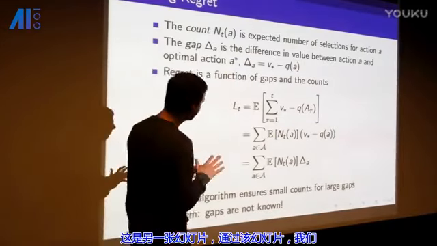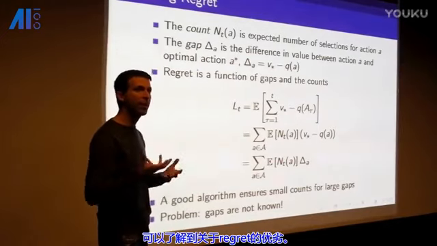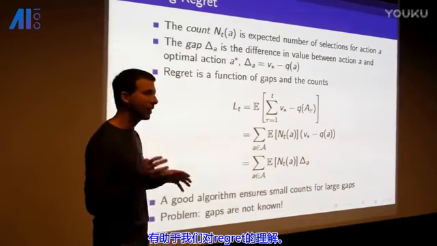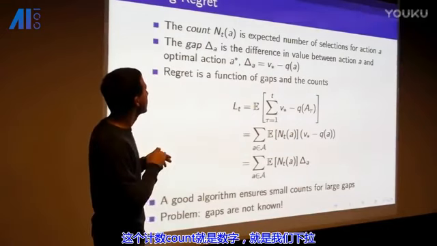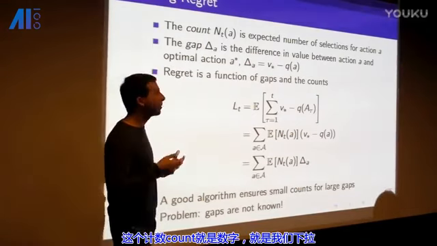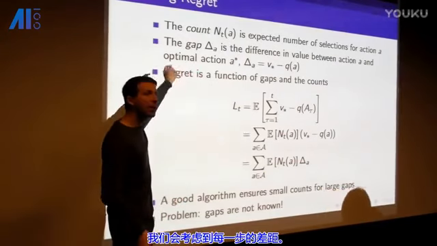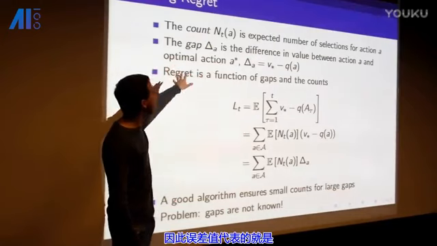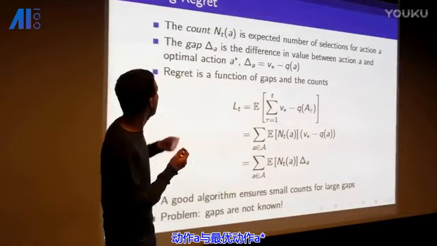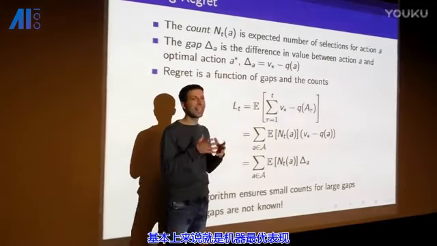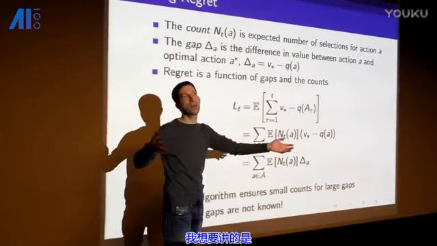So just one more slide to understand like what's good and what's bad about regret, and then we'll move on to some pictures to help understand this a little bit better. So the count is just the number of times we've pulled an arm. So we're going to count the number of times we pull an arm. And we're going to consider this thing called the gap. So the gap is the difference in value between some action A and the optimal action. So it's basically the gap between the best machine I could have pulled and some suboptimal machine.